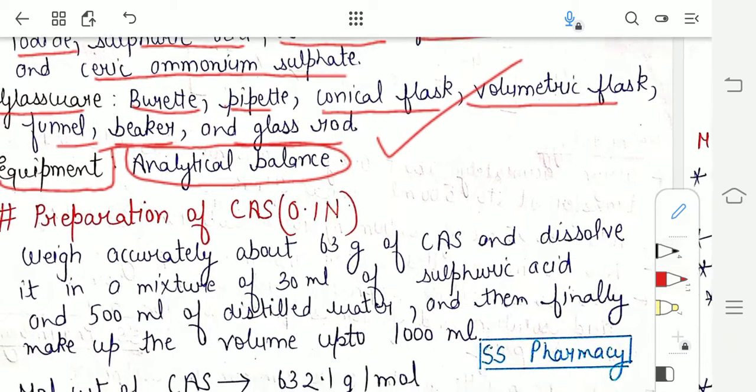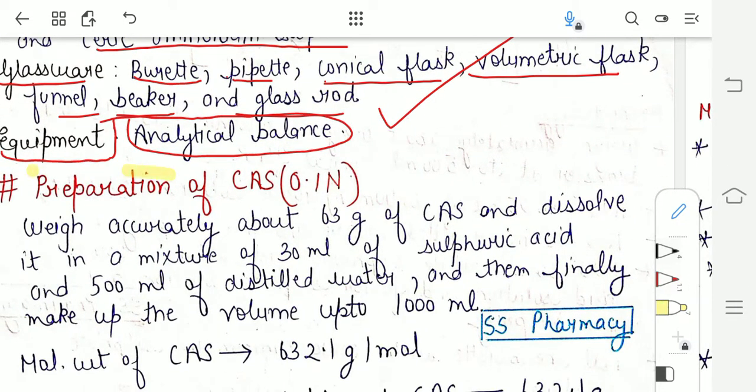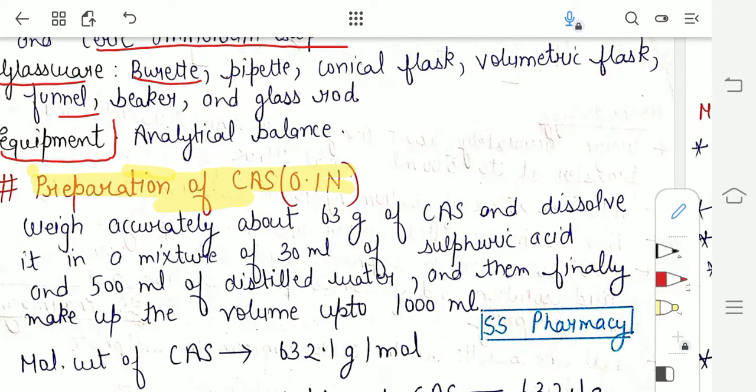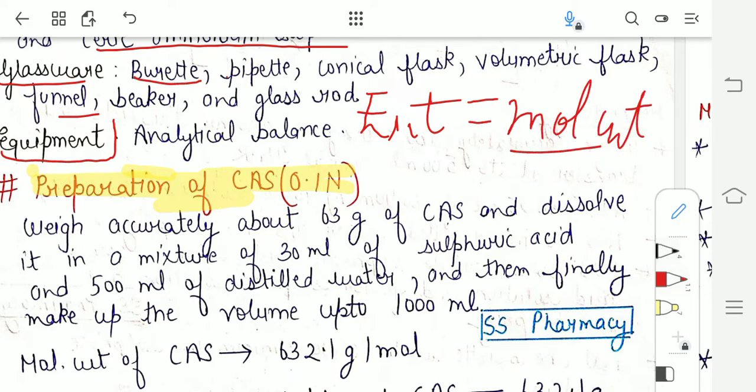Now let us begin with the main part, which is the preparation of ferric ammonium sulfate of 0.1 normal strength, or we can also say 0.1 molar strength. Whenever we have to prepare normal solutions, we always see the equivalent weight. I have explained this many times. Equivalent weight is equal to the molecular weight upon the n factor. Firstly we will calculate the molecular weight for our ferric ammonium sulfate, and then we will see its n factor, and then finally we will get the equivalent weight.